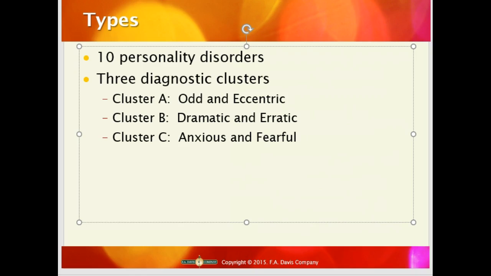There are 10 personality disorders, 3 diagnostic clusters. You have cluster A, which is your odd and eccentric. That is your paranoid, your schizoid, and your schizotypal. Cluster B, you have your dramatic and your erratic. These are your antisocial, borderline, histrionic, and your narcissistic. And then your cluster C are your anxious and your fearful, and these are your avoidant, your dependent, and your obsessive compulsive.